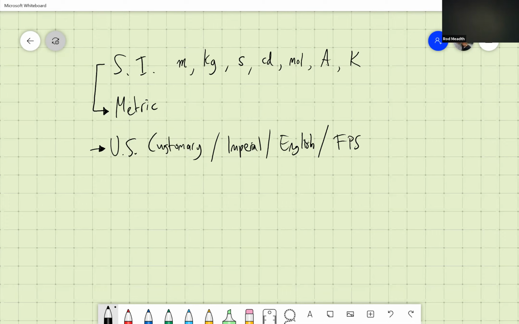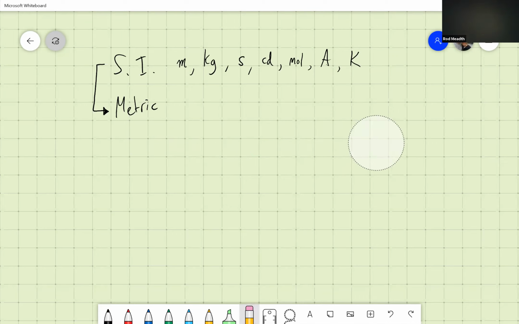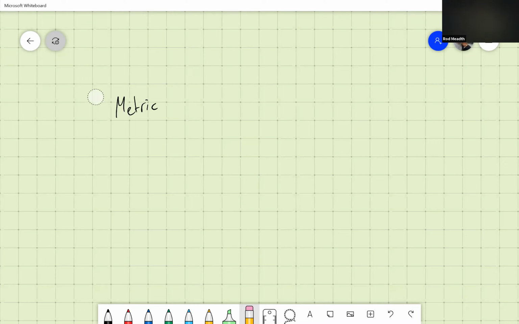Let me spend most of my time here talking about the metric system, because SI is generally more used by scientists, like physicists. Metric is used more by chemists and all sorts of sane, rational people around the world, engineers, scientists. The metric system firstly has these prefixes.